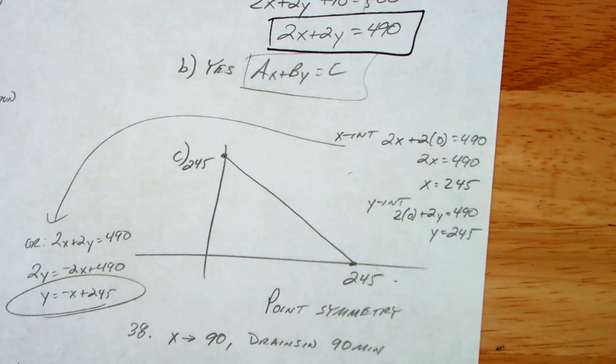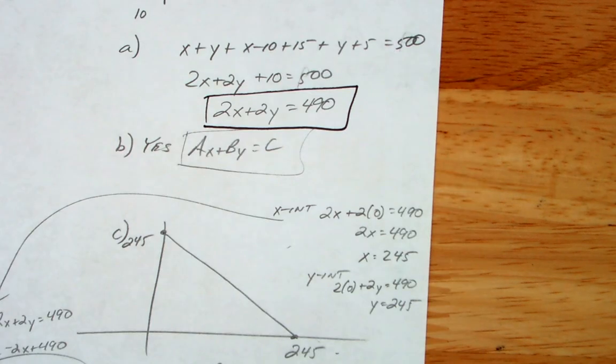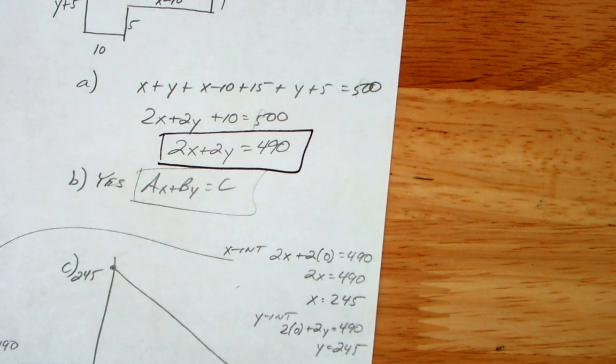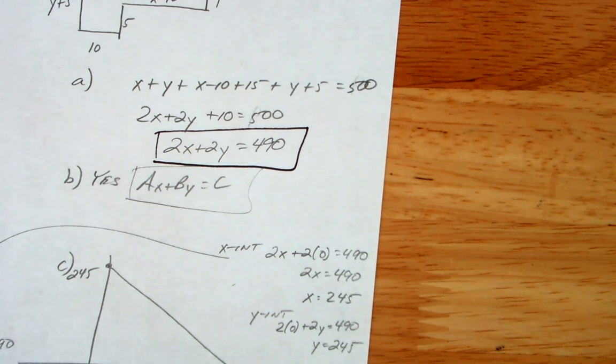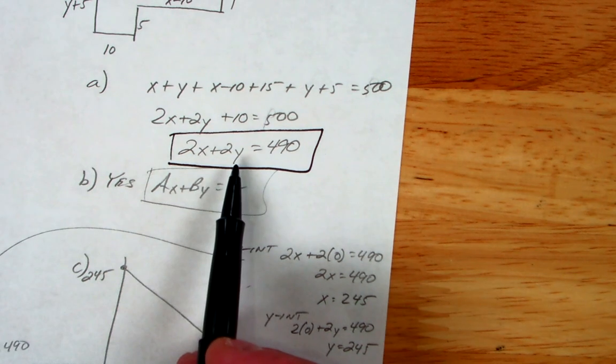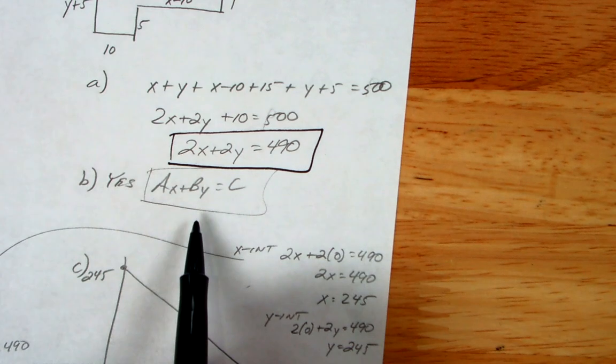So what do you want to look at on here? What do you want to talk about? Remember, any of these are fair game. 37. So did you get the equation for A? You did get that? Yeah. Okay, so you got this equation, 2x plus 2y equals 490. Oh, the B? If it's linear?